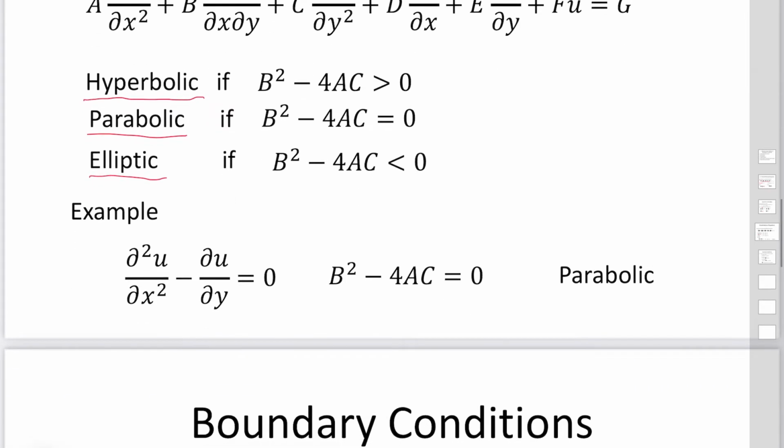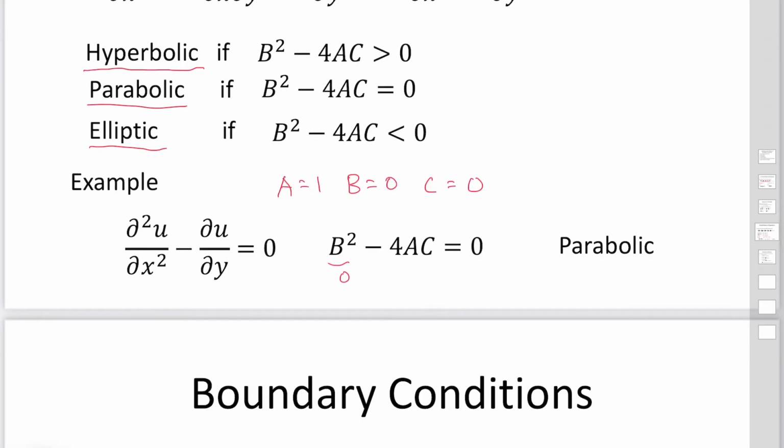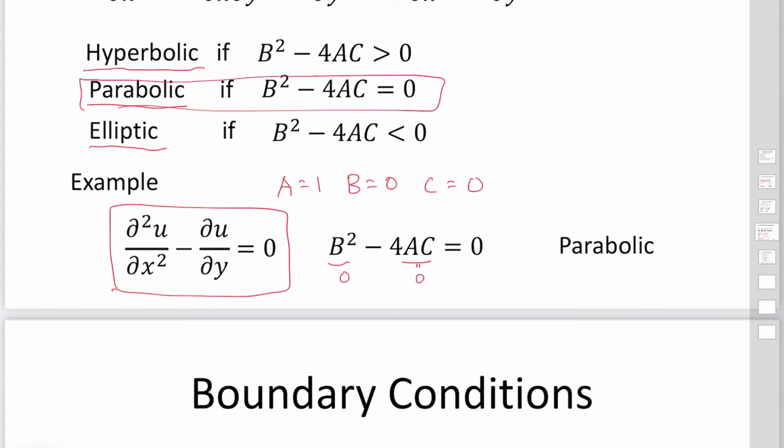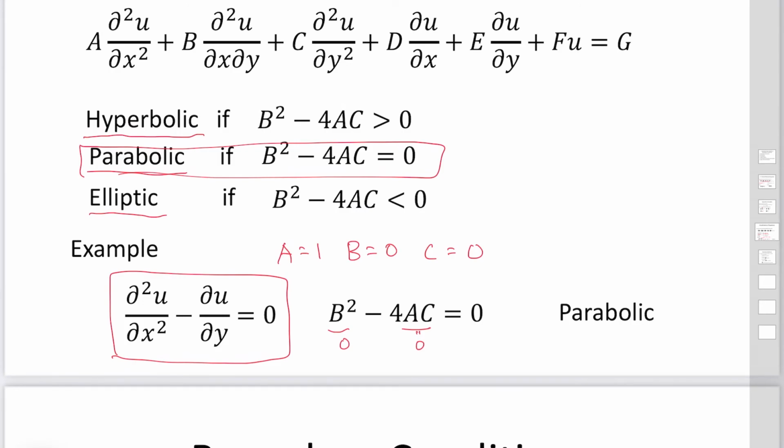For example, consider this equation: second derivative of u with respect to x minus partial u partial y equals 0. So in this case, A is 1, B equals 0, C equals 0. So B squared is 0, and 4AC is 0. So B squared minus 4AC becomes 0. So we call this given equation a parabolic equation because it corresponds to this case. Okay, depending on the type of the equation, we apply a different method to solve the partial differential equations.